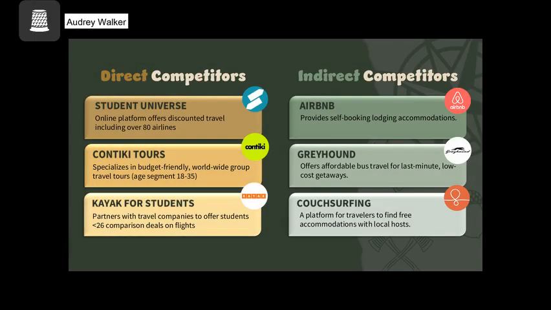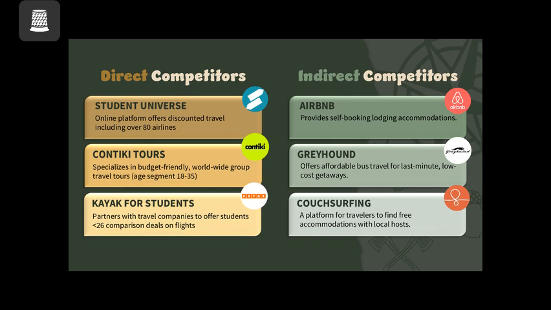Let's look on the left hand side at our direct competitors first. These are companies that cater to budget conscious young travelers, particularly of the college student age. First, we have Student Universe. They offer exclusive discounts on flights, accommodations, and tours through partnerships with over 80 airlines. Next, we have Kontiki Tours. They specialize in affordable worldwide group travel experiences for those between the ages of 18 and 35. They combine adventure and social interaction.